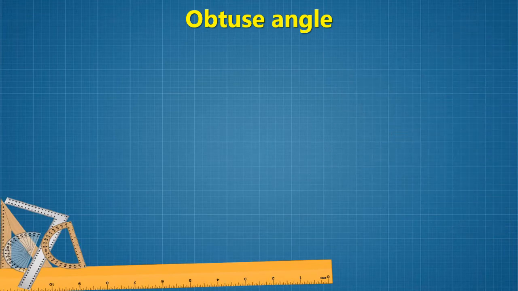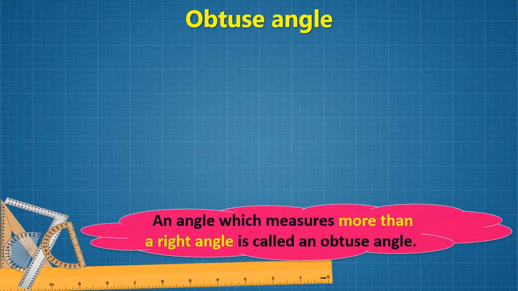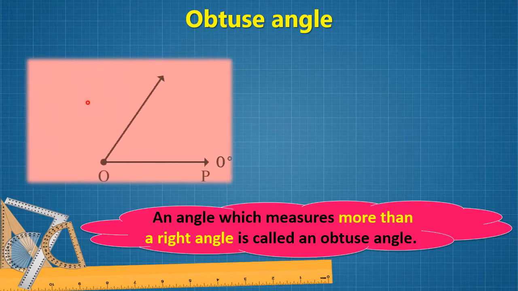Let us learn about obtuse angle. An angle which measures more than a right angle, that is more than a 90 degree, is called an obtuse angle. Here, as you can see in the picture, angle POQ is of 123 degree, which is more than 90. Therefore, this is an obtuse angle.